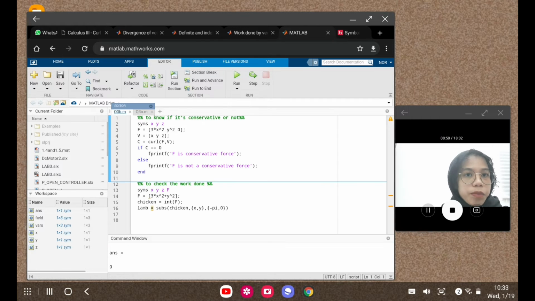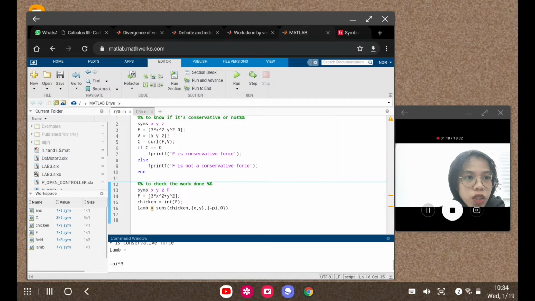So for question B, the first column here is the code to find whether the force is conservative or not. And the second column here is to check the work done, as you can see here. So all you need to do is just run the codes. Okay, so in the command window you can see that F is conservative force and lambda is negative pi power of 3, and lambda is actually represent the work done.